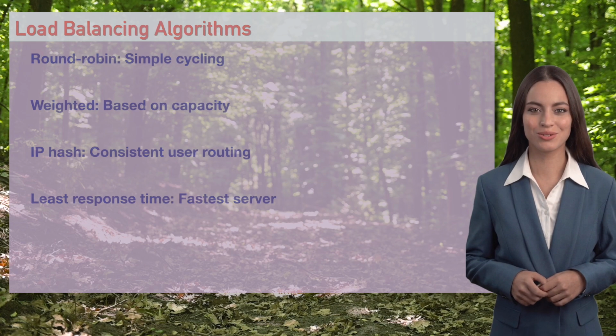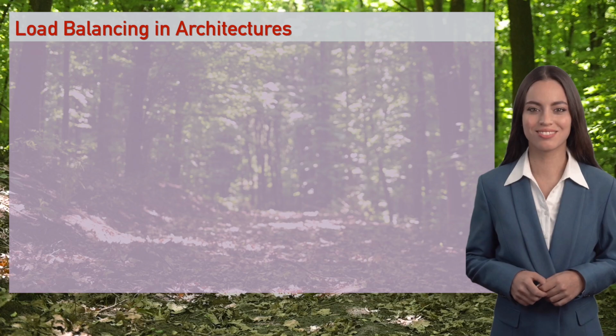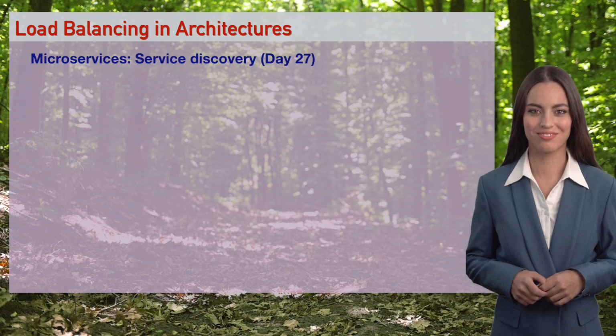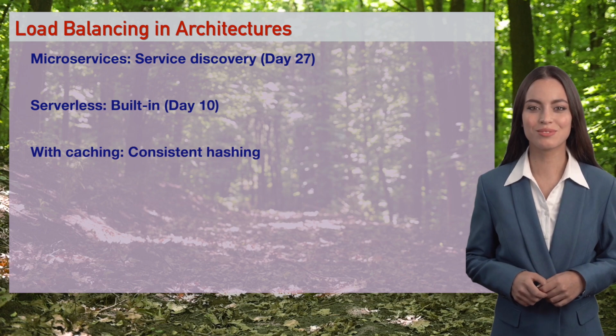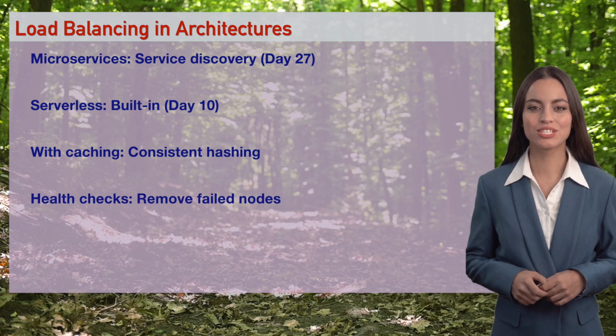Optimizing for dynamic loads. Balancing in architectures. In day 7 microservices, pair with service discovery. Day 27 for dynamic routing. Serverless from day 10 has built-in balancing. Use consistent hashing with day 12 caching to minimize invalidations. Implement health checks to detect and remove failed nodes automatically.